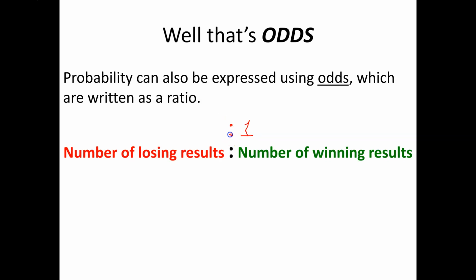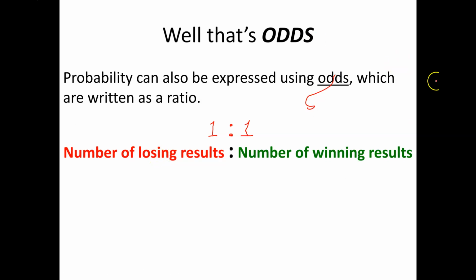And then we have to think about how many different ways we can lose. Well, the only other way that coin can come down is heads. So the number of losing results is also 1. So the odds of flipping heads on a standard coin is 1 to 1.